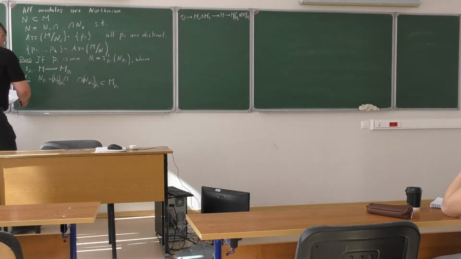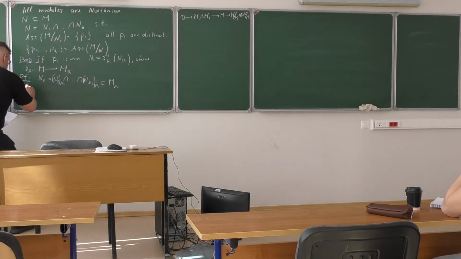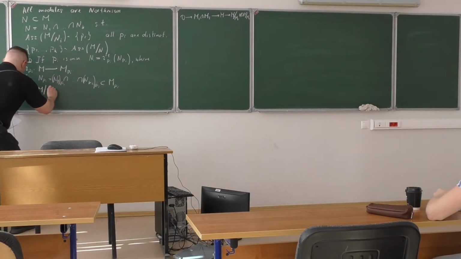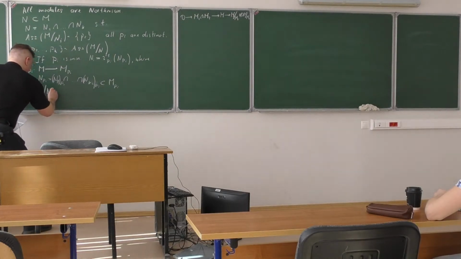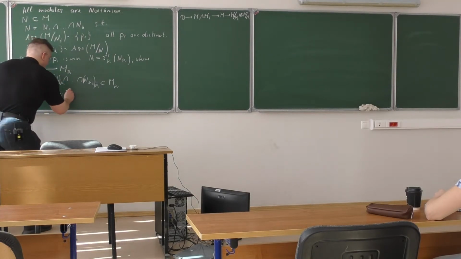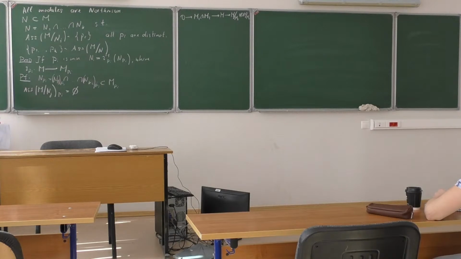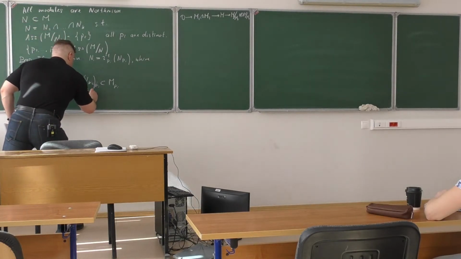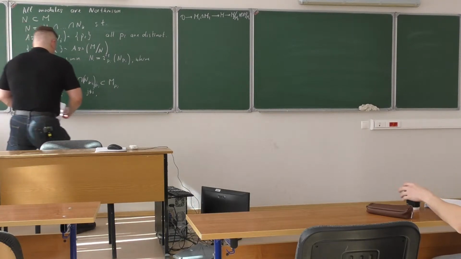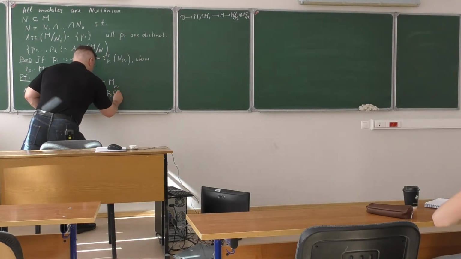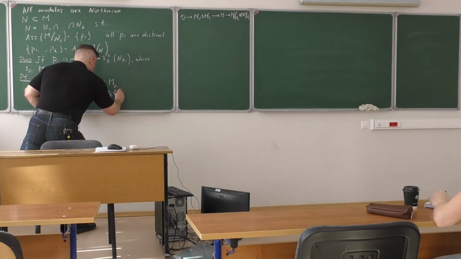Now the next observation is that if we look at the associated primes of the M modulo Nj, and you localize this at Pi, I claim that this is an empty set, for J not equal to I. Yes, J is not equal to I. And this follows from two observations. The first observation is that Pj is not in the Pi.